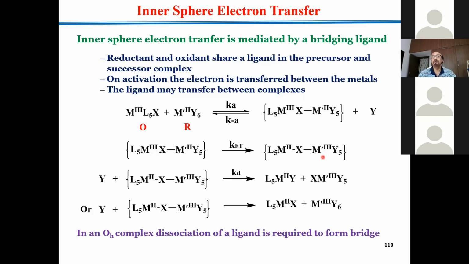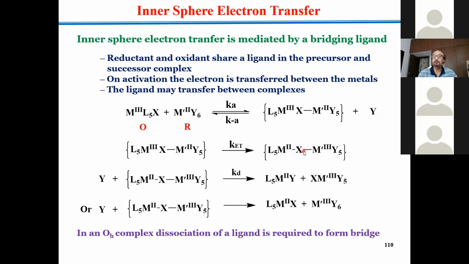Now there are a couple of questions. Dissociation will take place at what point? After the dissociation, X will go to the M prime part or X will go to the M part. That is a debatable question, right? Now, if we assume for the time being that X is going to the M prime, then the product would be X M prime Y5, right? And this Y, which is already present in solution, will come and attach over here.